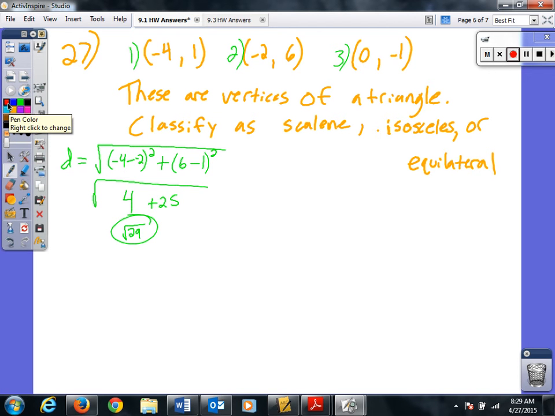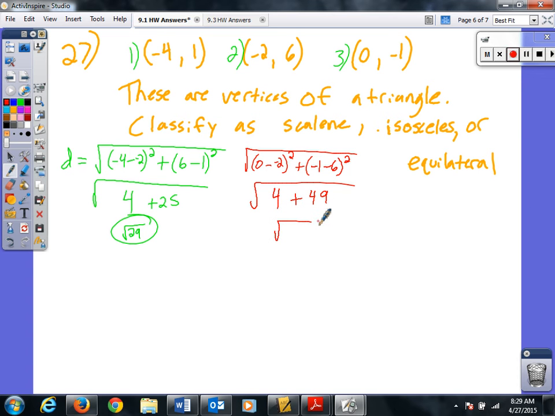For points 2 and 3, we're going to do square root of, and then take the x values, 0 minus -2 squared plus... well, I guess it doesn't really matter what order we do these in since we're squaring it, so if we get a negative, it'll end up positive anyways. But I did the second point first, so I'll do the second point first here. So -1 minus 6, and then 0 minus -2 is the same as 0 plus 2, which is 2. Square that, you get 4. Then on the right, -7 squared is 49. So this is the square root of 53.